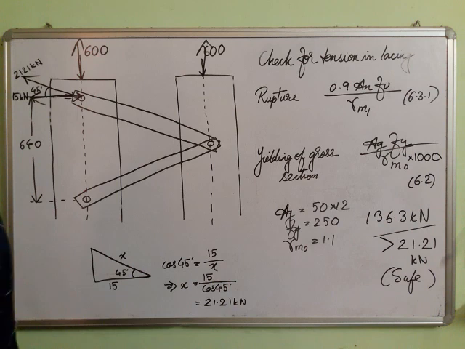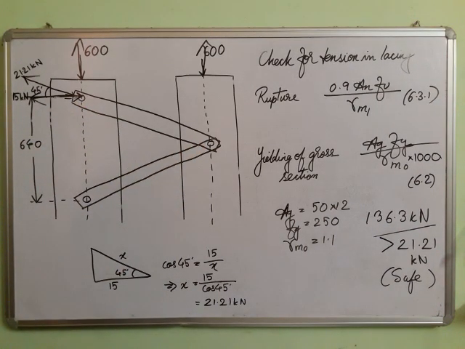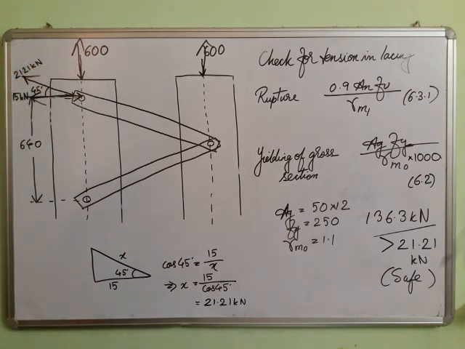Now, till now we have almost reached 90% of our problem. The last thing that we have to check is whether one bolt at each end is sufficient or not, whether just one bolt is good enough. For that, we need to find out the bolt value. If the bolt value is higher than the applied load of 21.21, whether it is compression or tension, then obviously one bolt is enough.